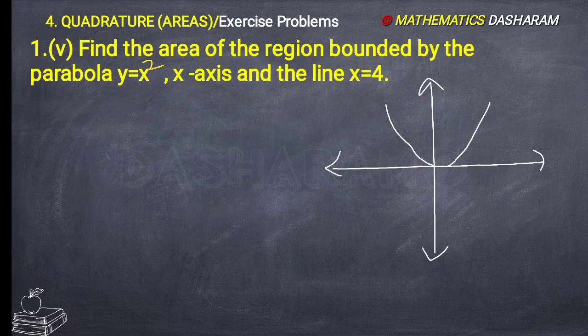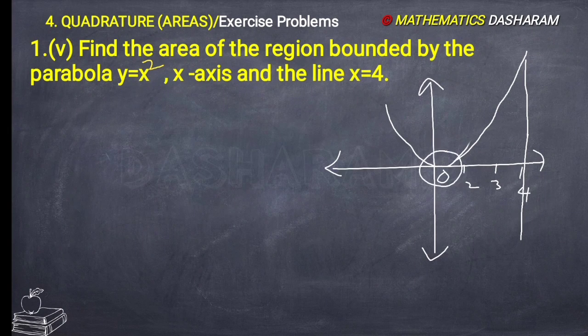Okay, next given is the line x equals 4, so x equals 4 means here 1, here 2, 3, here 4. From here we can draw one straight line. And what about the other ordinate? The other ordinate is x equals 0. So then here we can shade this one. This is the area we have to find out.